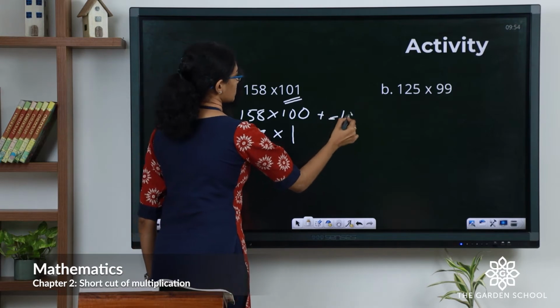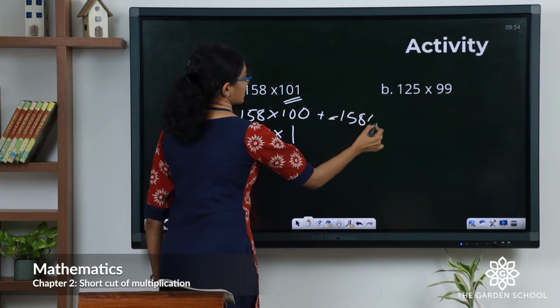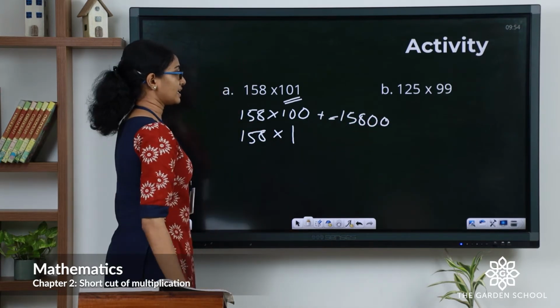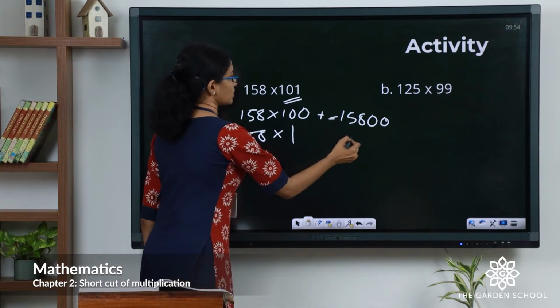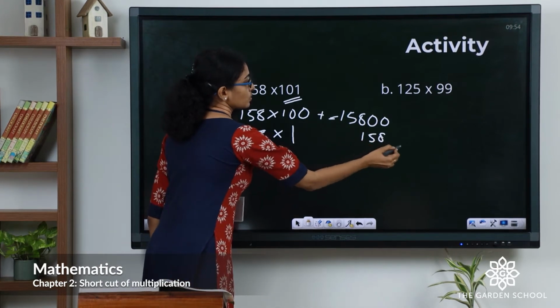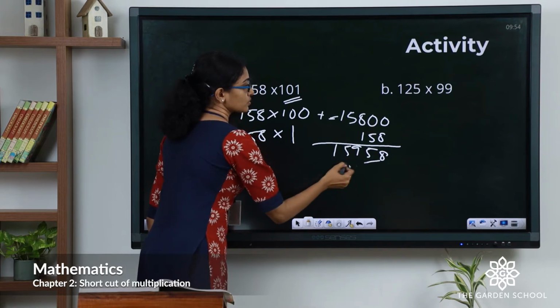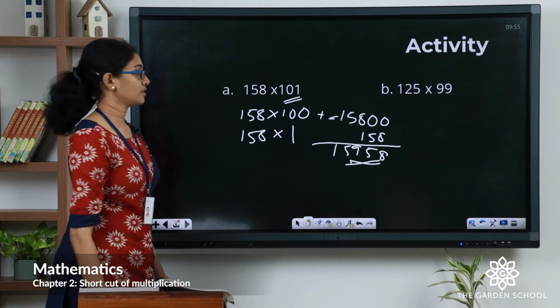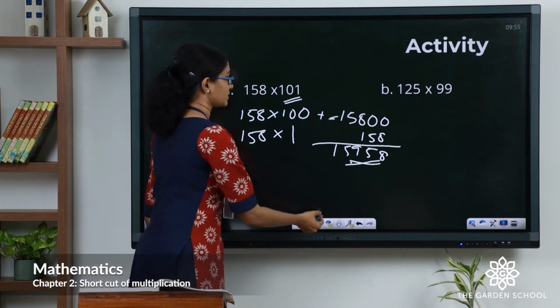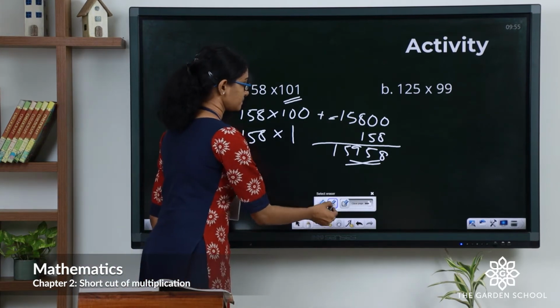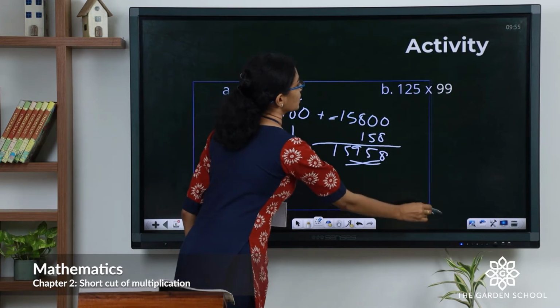This one is 15,800 and this one is equal to 158. So the product here will be 15,958.